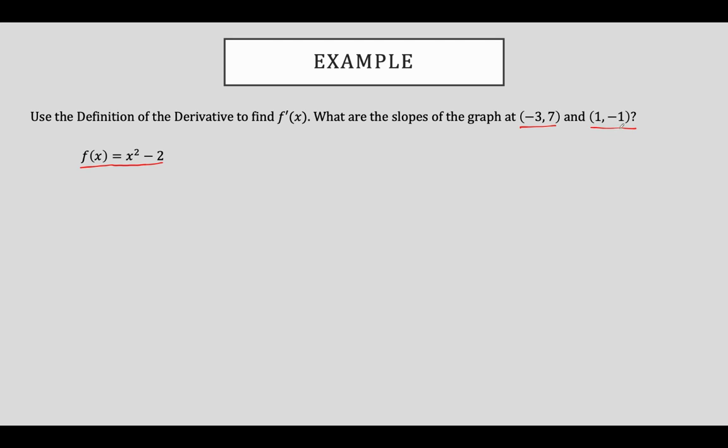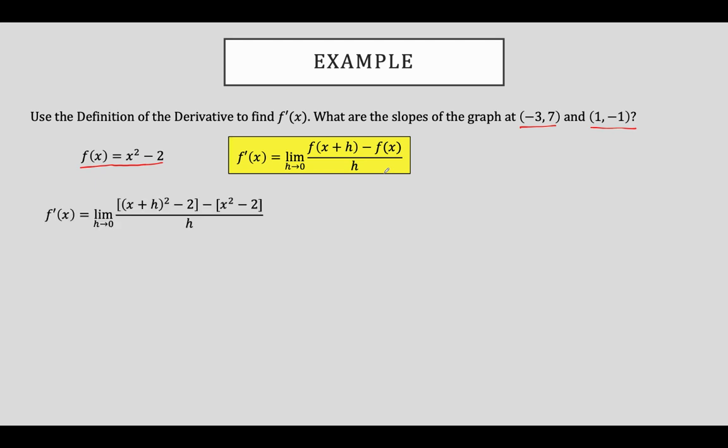So to do that, we need to begin by finding our derivative function f prime of x. And the definition of the derivative says f prime of x is equal to the limit as h approaches 0 of f of x plus h minus f of x all divided by h. All right, so we set up the formula. This gives us f prime of x is equal to the limit as h approaches 0 of the quantity x plus h squared minus 2 minus x squared minus 2.